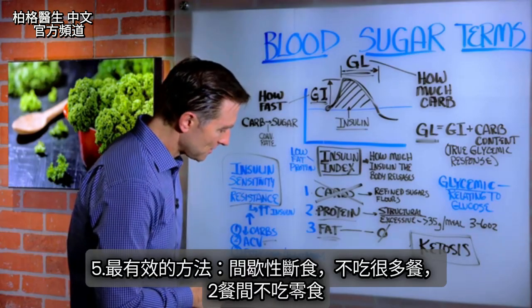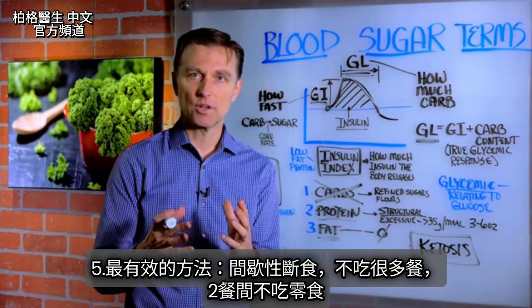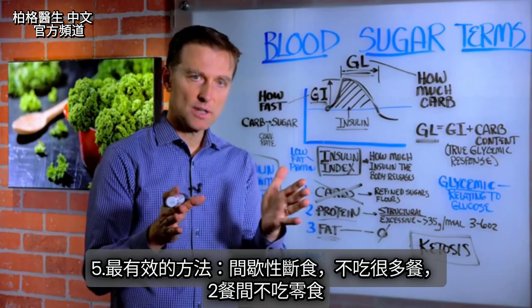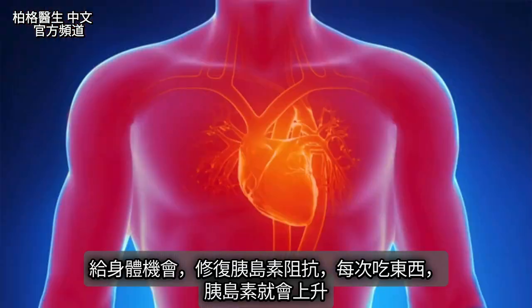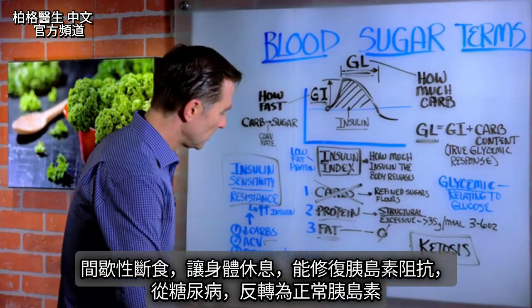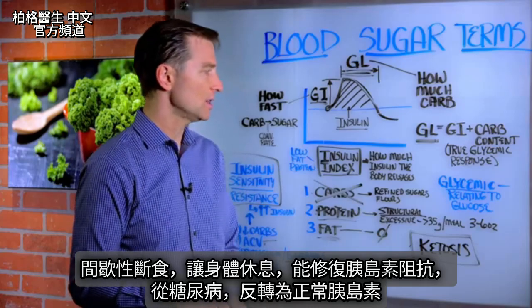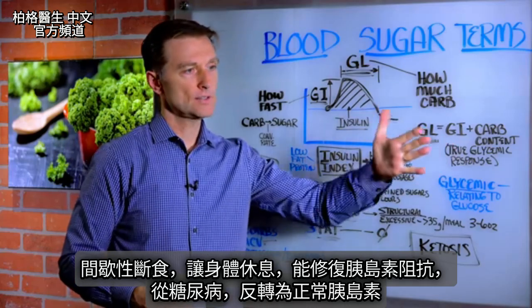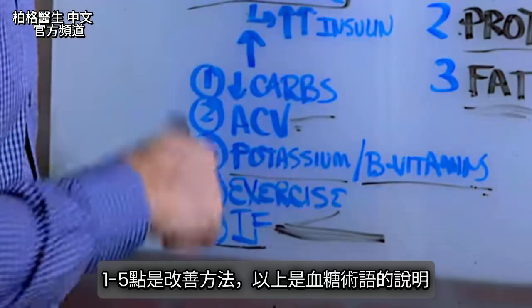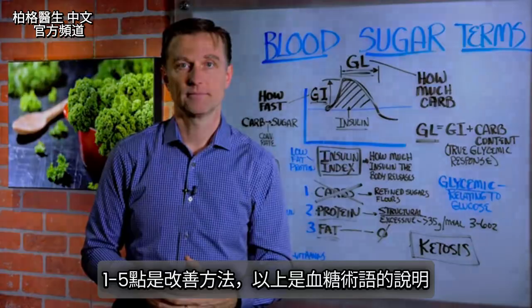And then the most powerful thing is intermittent fasting. That's another thing where you're eating, but you're not eating as frequently and you're not snacking between the meals. You want to give your body a chance to heal the insulin resistance, because every time you eat, you spike insulin. So with intermittent fasting, what we're doing is just giving the body a break, a rest, so you can heal the situation, and so you can go from being diabetic and reverse backwards to normal insulin, okay? So that's generally how you do it. And this is an overview of the blood sugar terms.